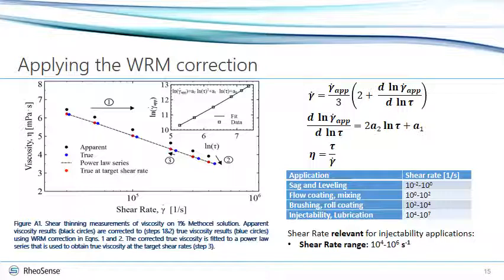Based on the apparent shear rate, we can apply the well-established Weissenberg-Rabinowitsch-Mooney correction, where we basically use the measurements of apparent shear rate and shear stress to recalculate the true shear rate. Once we have the true shear rate, we can use the definition of viscosity to recalculate the now true viscosity.